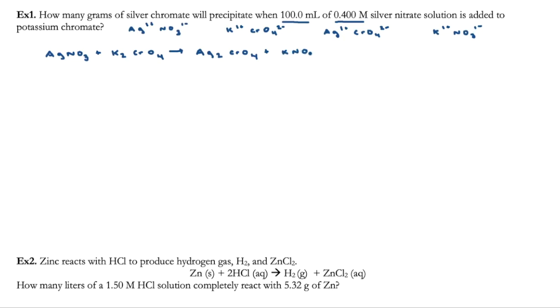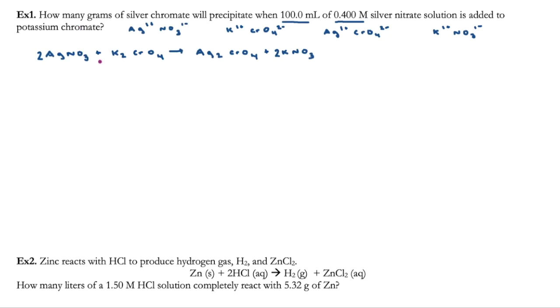All right, and the last thing that I need to do is I need to balance. So I've got 2 potassiums here, only 1 potassium here, so I'm going to put a 2 in front. I've got 2 nitrates here, 1 nitrate on my reactant side, so I'm going to put a 2 in front there, 2 silvers, and I am balanced.